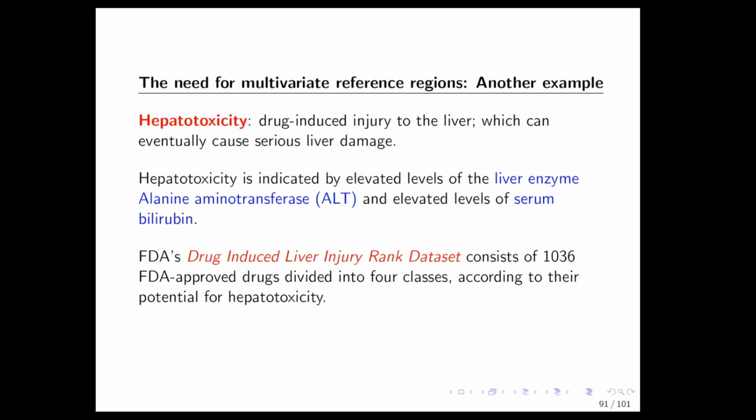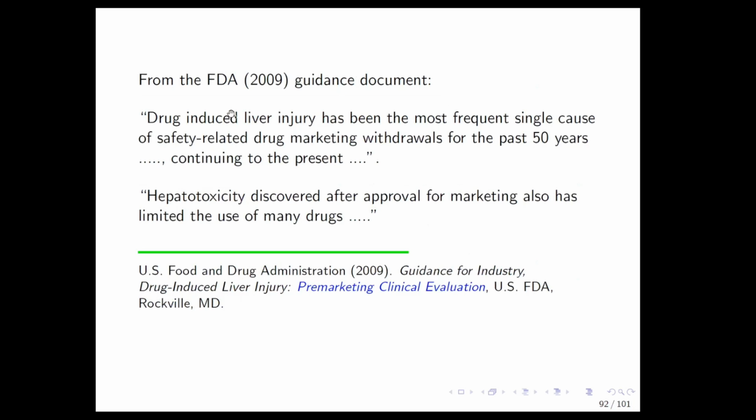Okay. Now, here is a very important application. It is referred to as hepatotoxicity. Basically, any drug can cause injury to the liver and cause liver damage, and hepatotoxicity means drug-induced damage to the liver. You assess that using elevated levels of the liver enzyme ALT, which we saw earlier, and also elevated levels of serum bilirubin. You can see the FDA document on this. The FDA document says drug-induced liver injury has been the most frequent single cause of safety-related drug marketing withdrawal, etc. So I have the FDA document here.